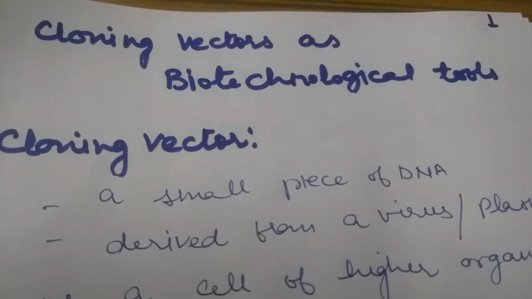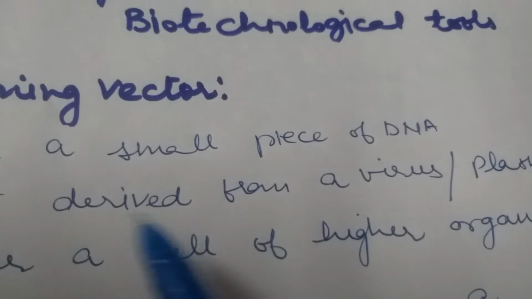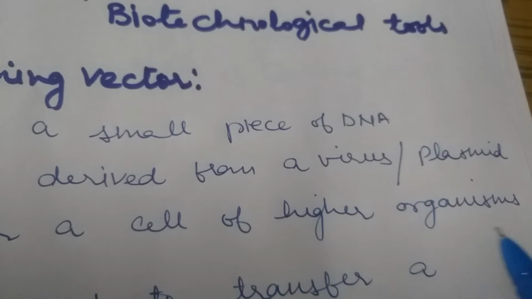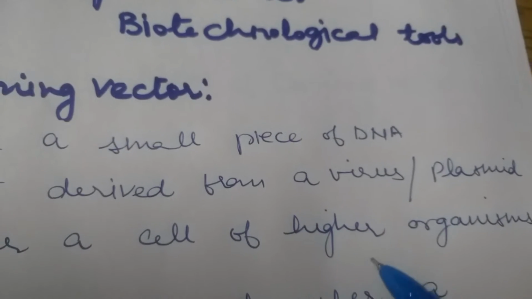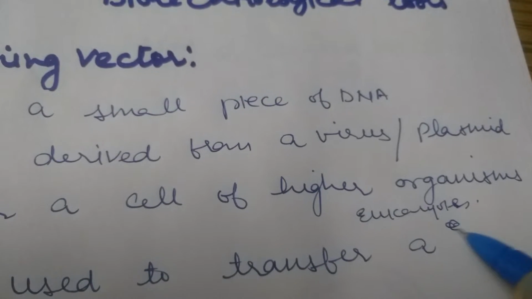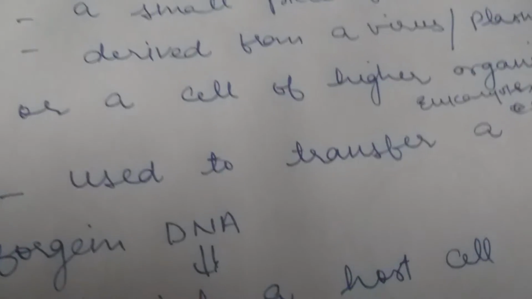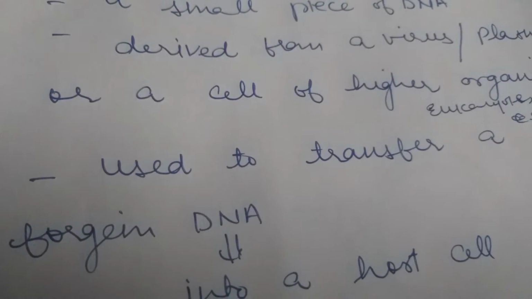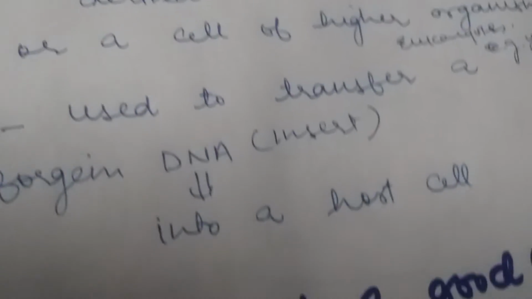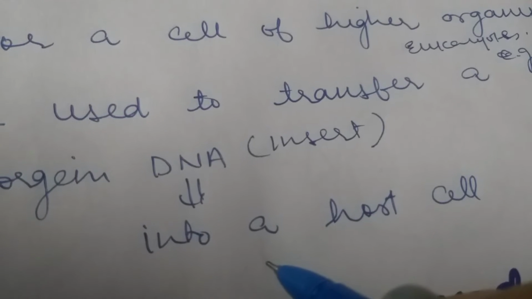What are cloning vectors? A cloning vector is a small piece of DNA which is derived from a virus, or from a plasmid, or even from a cell of higher organisms like eukaryotes, for example, yeast. And a vector is used to transfer a foreign DNA, which is called the insert, into the host cell. This is the technique of the cloning vector.